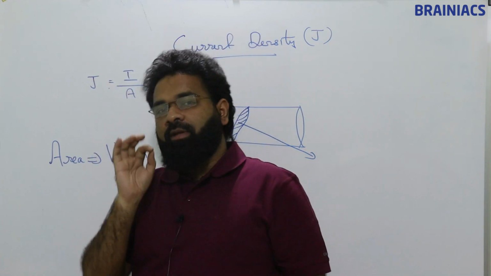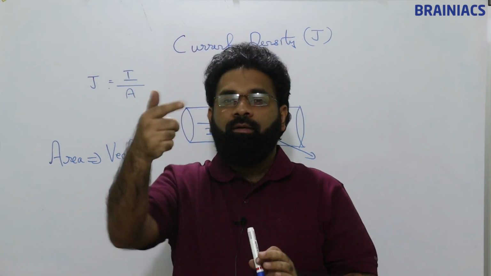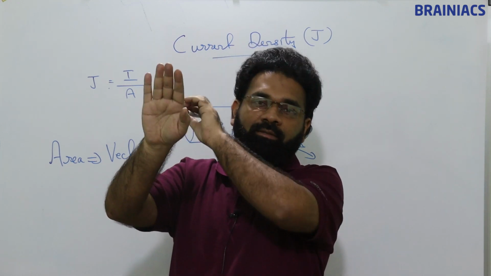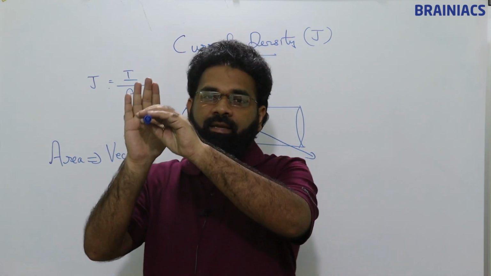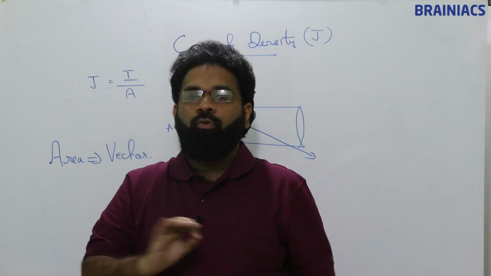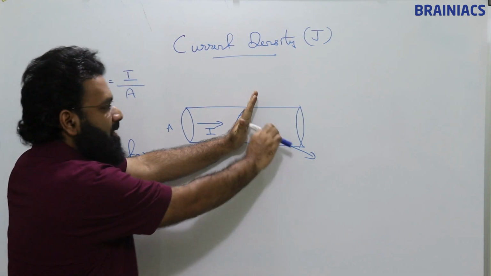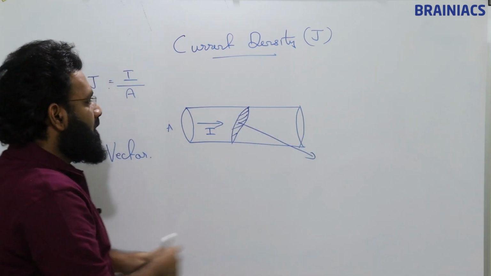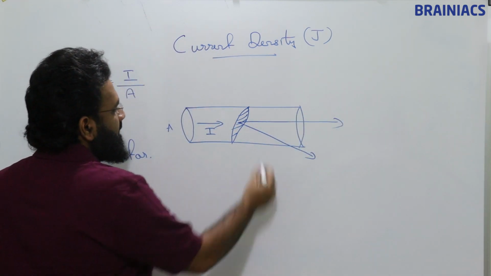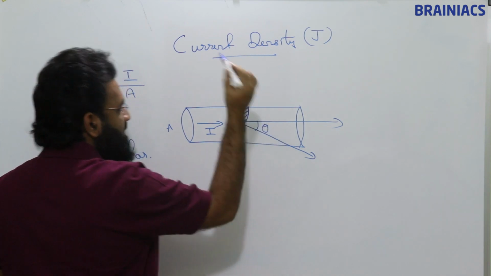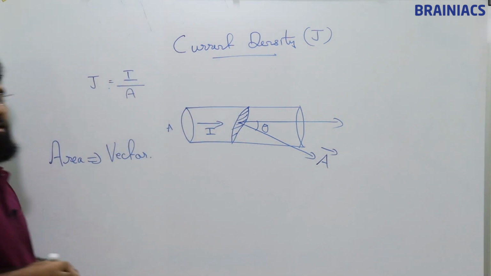But for one problem, if we take the direction of area specifically, then we should not change the area, like once like this, then again changing to this area. That should not happen. If we take area like this, then we should take this as area throughout. So if the area is taken like this, then this will be the direction of area. So if we take this as the direction of current, and this is theta, then this is the direction of area, that is the area vector.